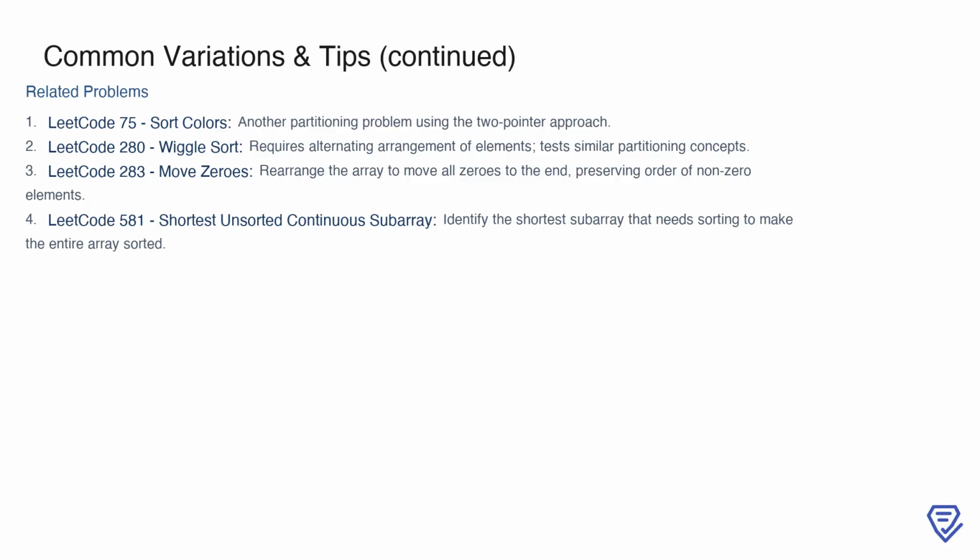Additionally, LeetCode 283, Move Zeros, involves rearranging the array so that all zeros are moved to the end while maintaining the order of non-zero elements. This problem tests your ability to reorganize elements efficiently.